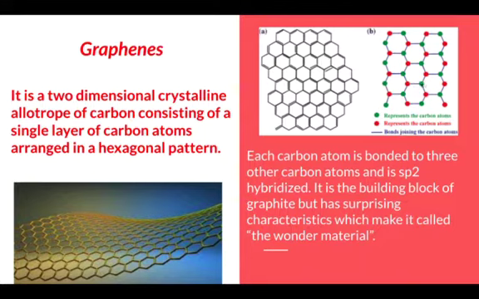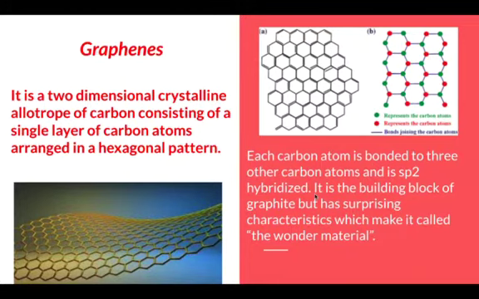This red as well as the green shows carbon atoms. So here you can see this red carbon atom is bonded to 3 other carbon atoms which are represented in green. Similarly, each green carbon atom is bonded to 3 other red carbon atoms. So each carbon atom is bonded to 3 other carbon atoms in sp2 hybridized state.